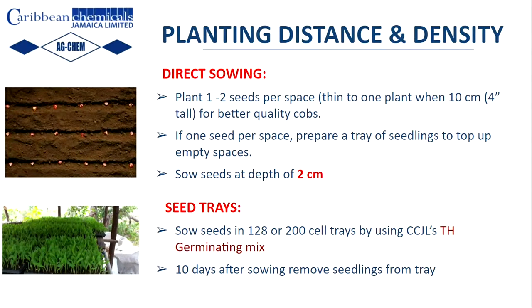Usually, you can use your 128 or 200 cell trays, and AgChem offers our germinating mix that you can use to set your seeds. With most corn varieties, 10 days after setting the seeds, they would be ready for transplant. If you keep them too long, the plants start propping out of the medium because the roots have begun to anchor quickly.